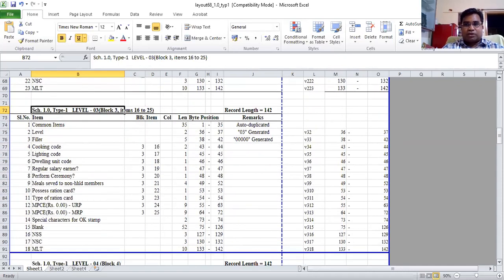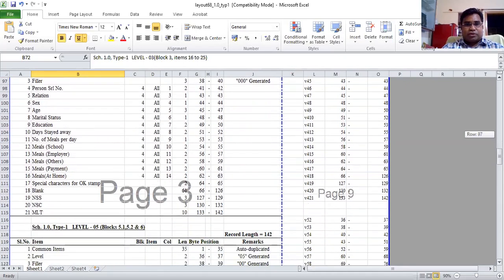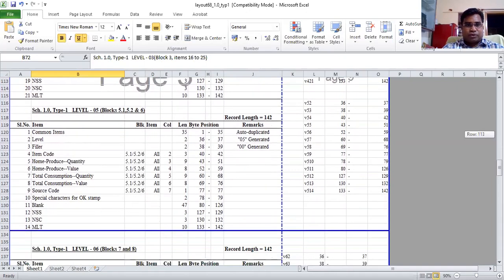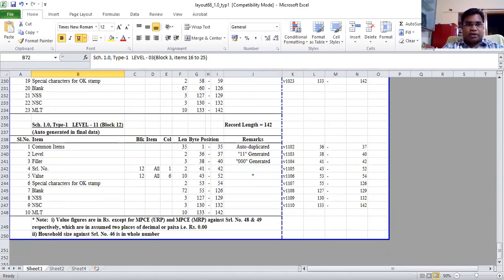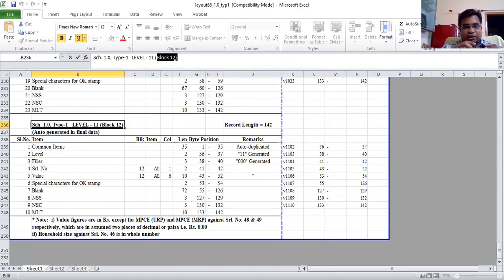And then which block corresponds to this particular label, you need to be a bit careful. If you scroll down to the end, you see the whole layout file ends at level 11, right? So what does level 11 consist of? It consists of information from block 12. As I showed you earlier when I was describing the questionnaire, block 12 consists of the summary of all the expenditures, right?